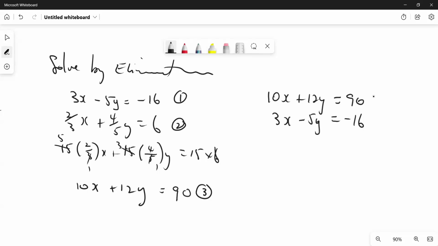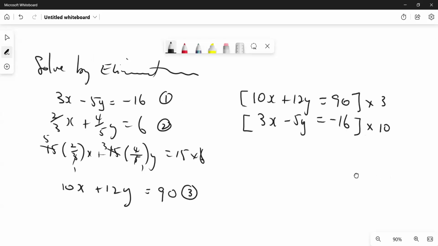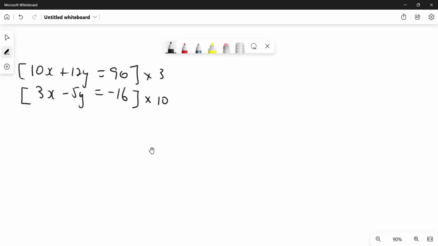So what we'll do now, we're gonna apply that trick that we learned in the last example, right? So we said we want to eliminate x. So what we'll do, multiply this one by 3 and multiply this one by 10, right? And let's see what happens. So I'll move this aside, right? And we'll get what? We'll get 30x plus 36y equal to, what's that, 180?